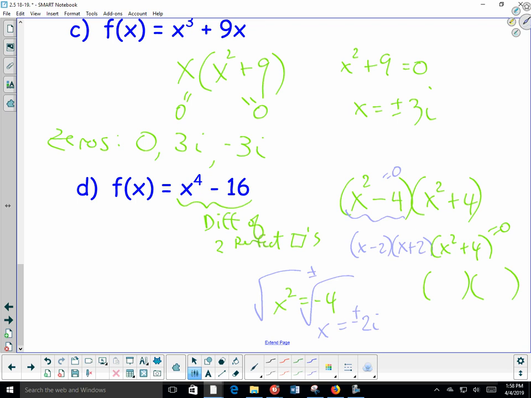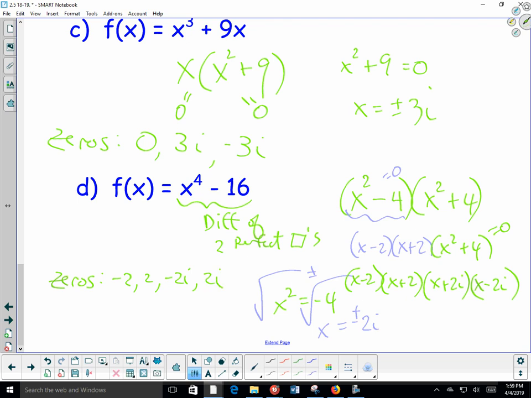So the factors then would be what, Jenna? x plus 2i and x minus 2i. Are we okay with this? So overall, we have how many linear factors? 4. What was the degree? How many zeros do we have? 4. So our zeros here, if we're going to list these, are what, Veronica? Negative 2 and positive 2, and then negative 2i and positive 2i. Are we okay with this?